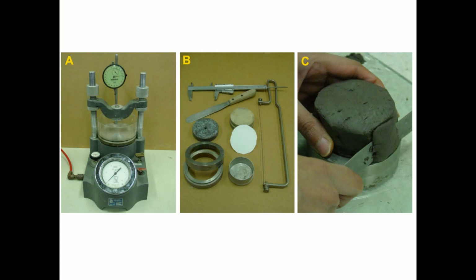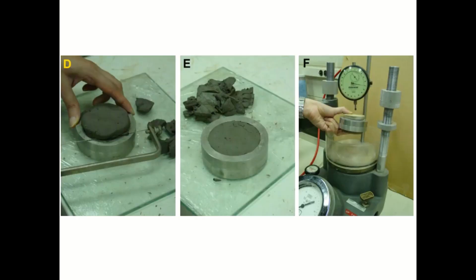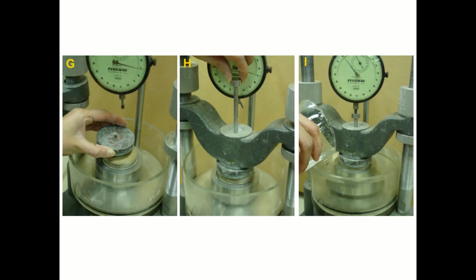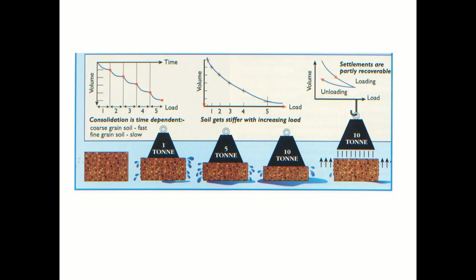We have to extrude the soil sample from the sampler first and we have to trim it to shape it according to the inside diameter of the ring. We have to remove the extra portion of the soil above the ring and then place it in the odometer. And then fill the water reservoir with water until the specimen is completely covered and saturated. Then we have to apply the load.